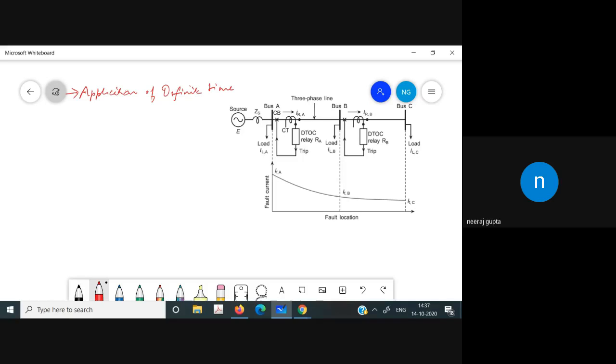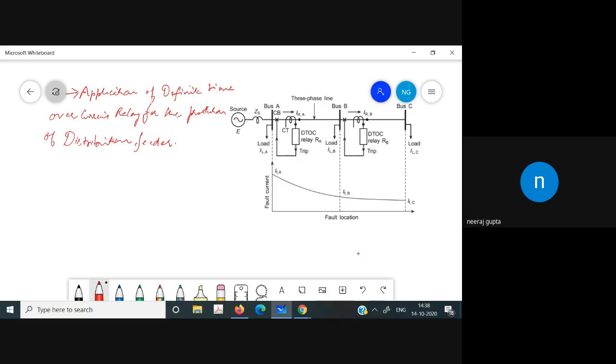Application of definite time over current relay for the protection of distribution feeder.